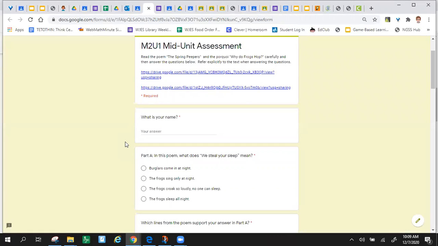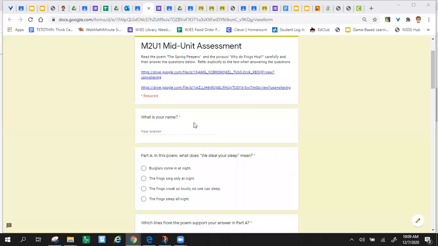So Mrs. Harrison also put, so that if you are having trouble getting back to where your story is, if you click on this, you get to the story, The Spring Peepers, and if you click on this one, the second one, you get to the story, Why Do Frogs Hop? So I put it in two places. I put it in the assignment, and I also put it at the top of here.